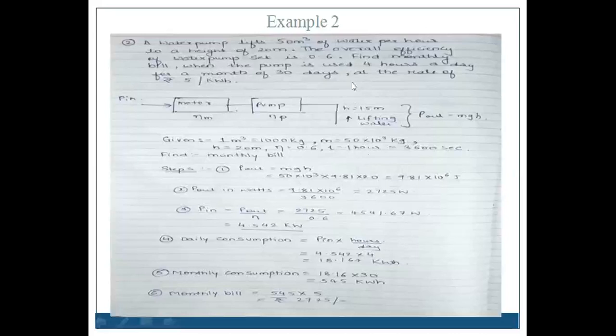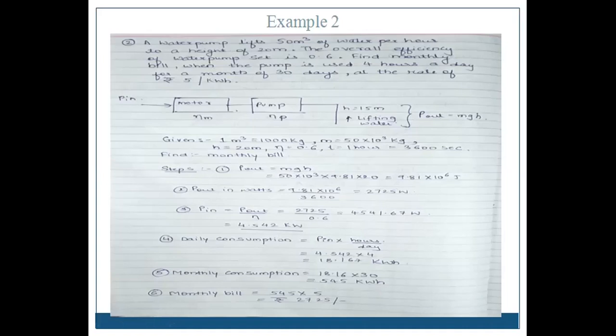For a time of 1 hour, right? So here you can see, 50 meter cube of water per hour, so time they have given 1 hour, that is 3600 seconds. So I put that value, joules per second gives me watts. I have the watts value of output. I know efficiency, so I can calculate P in. So P in comes out to be 4541.67 watts.